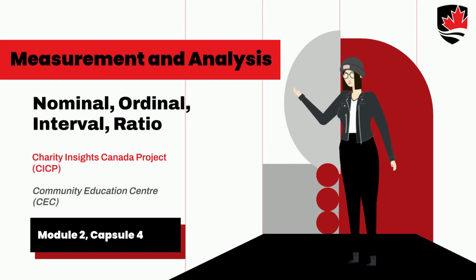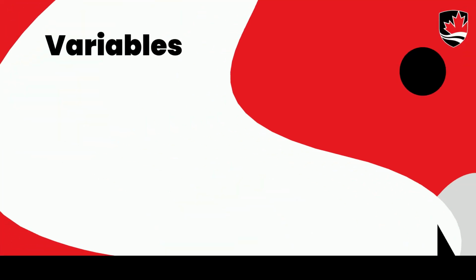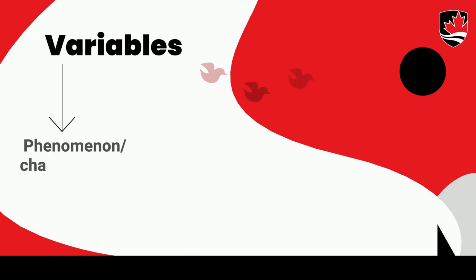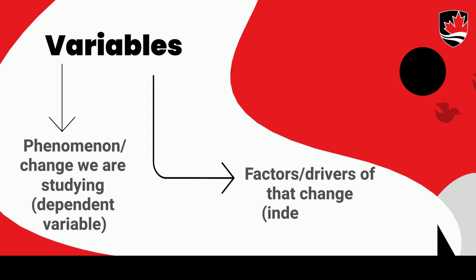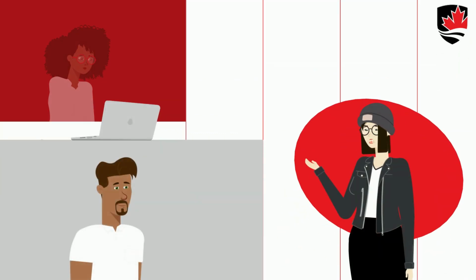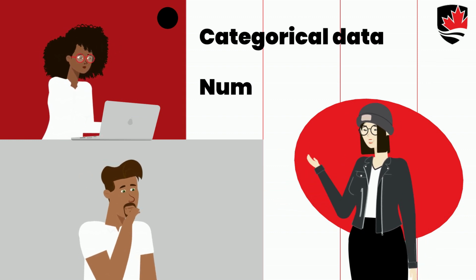Welcome back. In this video, we'll be discussing data measurement and analysis. In any analysis, we use variables to represent what we're studying. Some variables show what we're studying or how it changes, dependent variables, while others represent the things that cause the change, independent variables. But how do we use these variables?